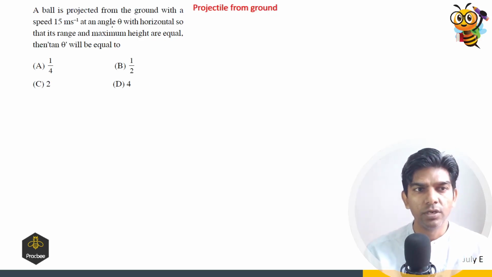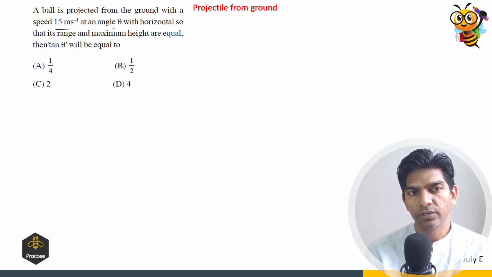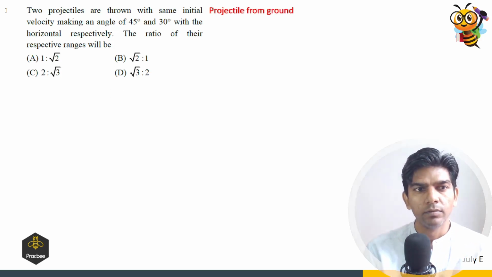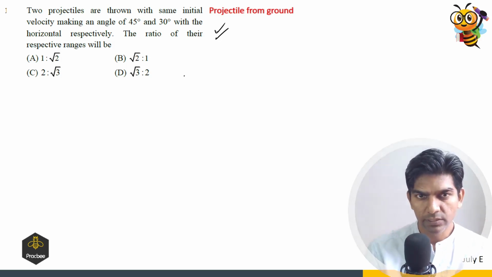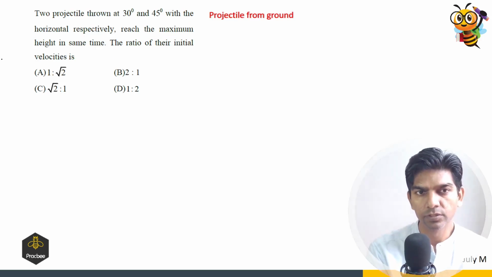Now let us see this question. A ball is projected from the ground with a speed of 15 meters per second at an angle of theta with the horizontal so that its range and maximum height are equal. We have done the same question. The option D is the right answer. This is the same question we have done, right? So you can do this as homework. Answer option 3 is the right answer for this.